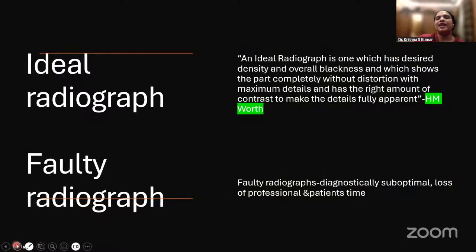So what is an ideal radiograph? H.M. Wuehrmann, the great radiologist, defined an ideal radiograph as the one which has desired density and overall blackness, which shows that part completely without any distortion, giving maximum details and right amount of contrast to make the details fully apparent. This definition I have taken from the textbook of radiology by Dr. Freny R. Karjodkar. So what is a faulty radiograph? Faulty radiograph is diagnostically suboptimal. It results in the loss of a professional's time as well as patient's time.